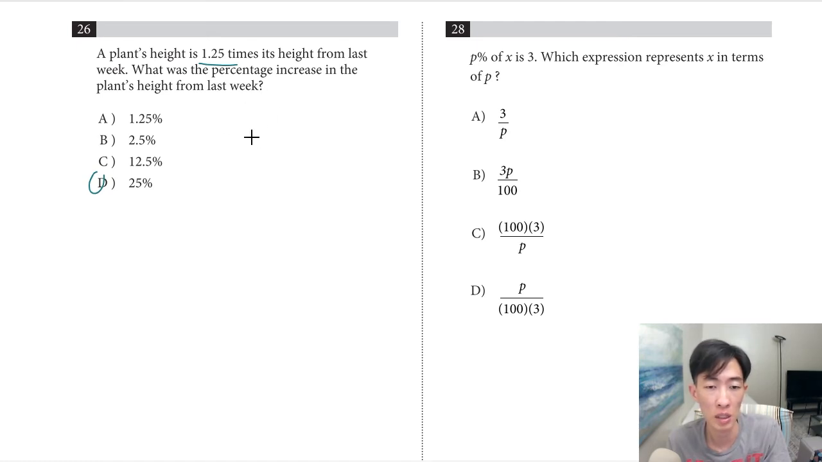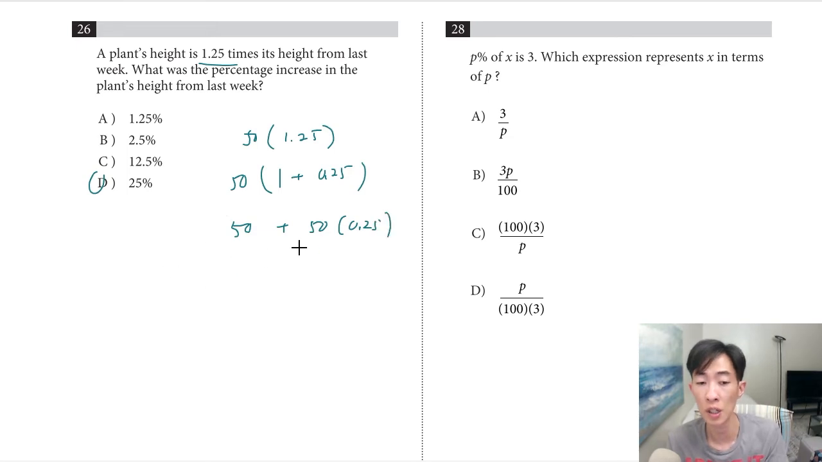Let's pick any number, let's say 50, for example, and you multiply by 1.25. What are you actually multiplying 50 by? I'm going to split this and say 1 plus 0.25 times 50. And this really becomes 50 times 1 plus 50 times 0.25. So what does this show? You guys should know that if you multiply 50 times 0.25, that's 25% of 50. And if you add that to 50, therefore you're adding 25%, which is why it's choice D.